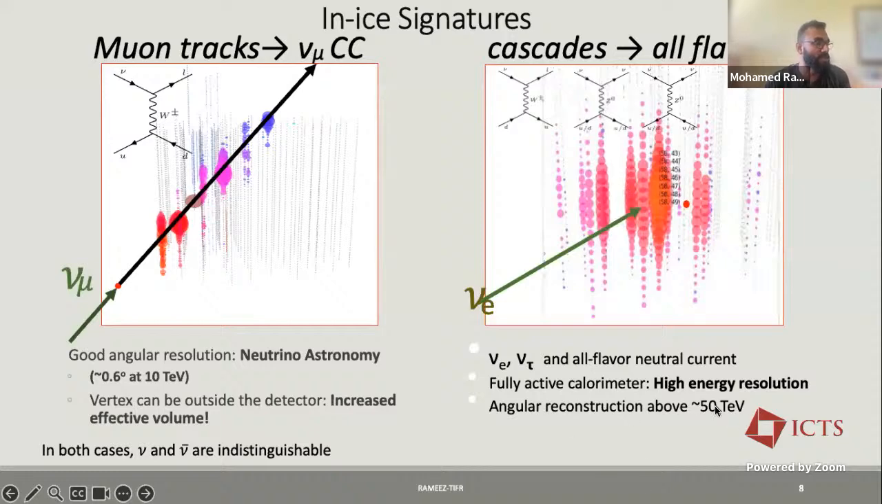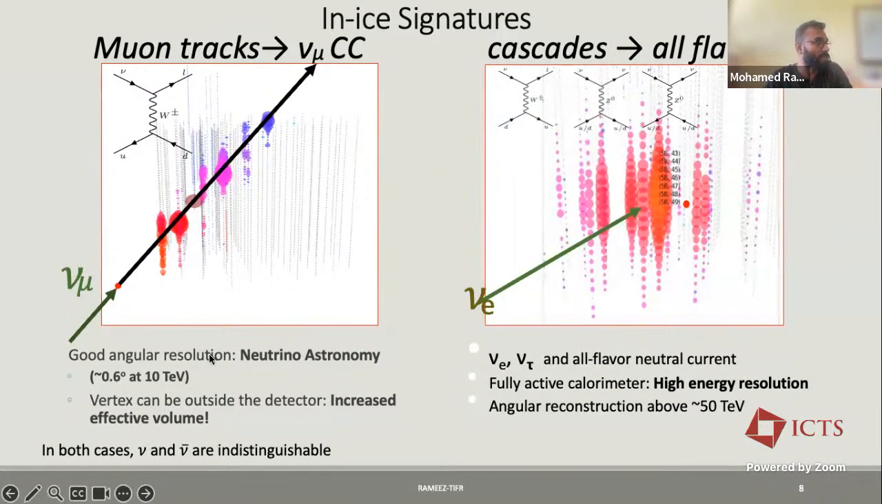The angular reconstruction above 50 TeV usually gives you an angular resolution of something like 15 degrees or so, but this has actually been rapidly improving. If you model the ice's optical properties very well, in fact, it is believed that if you have perfect understanding of the optical properties of the ice, we may be able to reconstruct cascades to a precision of 3 degrees or so. In the most recent analysis, what IceCube has been able to do is 8 degrees for the angular resolution. So cascades have much poorer angular resolution than tracks, but much better energy resolution.